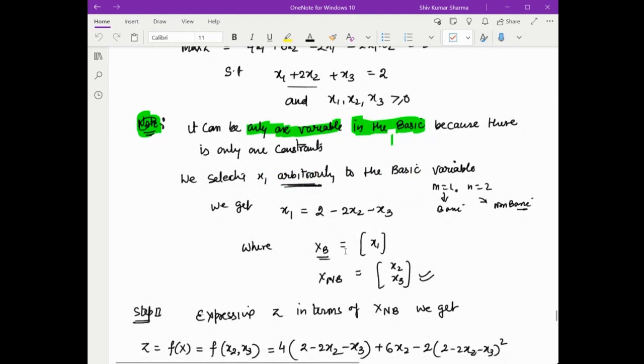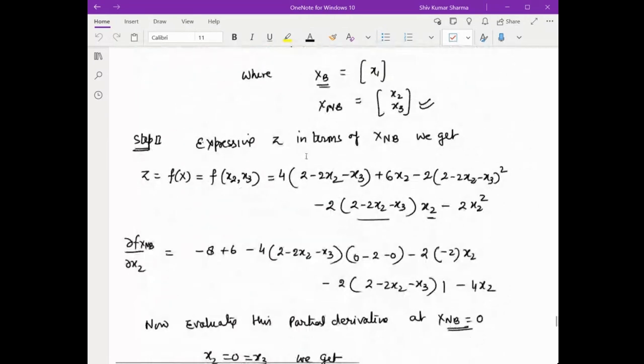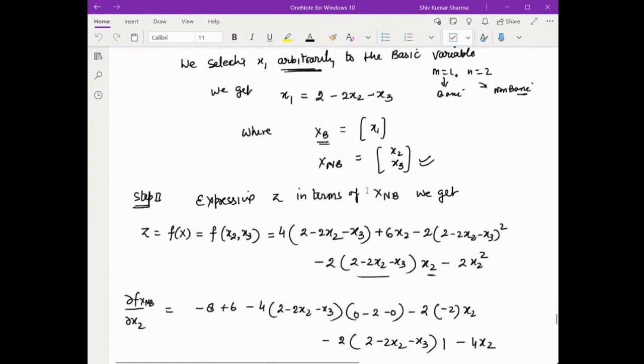So we make two matrices, that means a matrix for basic variable and non-basic variable. So one variable we choose arbitrarily as basic. That means x1 is the basic variable and x2, x3 are non-basic variables. So we express the z. That means the objective function is also reduced in the form of the non-basic variables. That means we replace the value of x1 in terms of x2, x3.